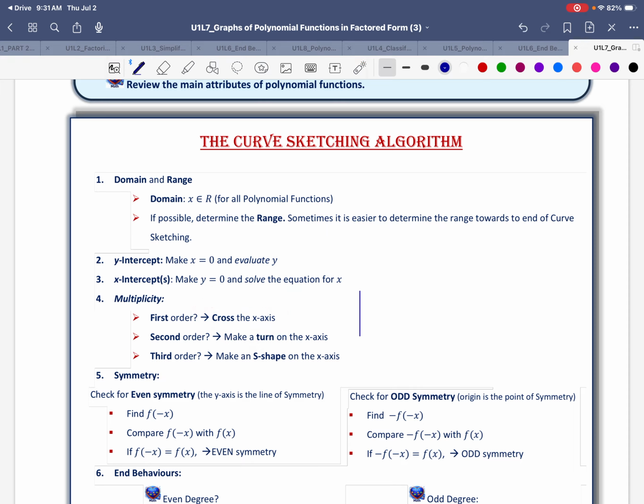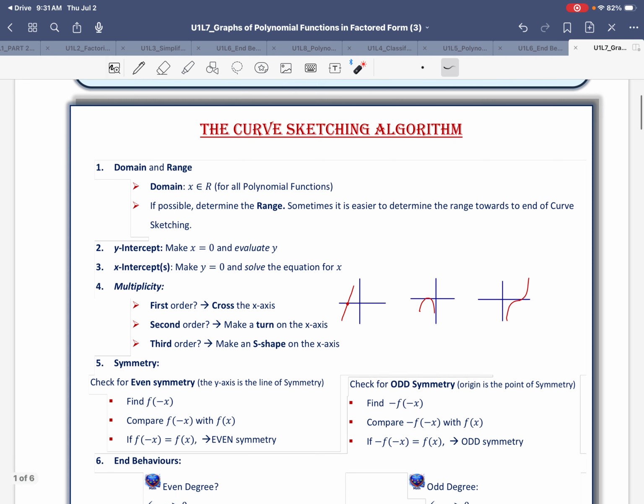Now, when it comes to multiplicity, we have to be looking for different types of multiplicity. The main ones we look for are multiplicity of 1, where the graph will intersect the x-axis straightforwardly. With a multiplicity of order 2, the graph will make a turn on the x-axis. And when the graph has a factor of multiplicity of 3, then the graph will make an S shape at the x-intercept. As multiplicity increases, the graph will be flatter at the x-intercepts, but the shape will be similar.